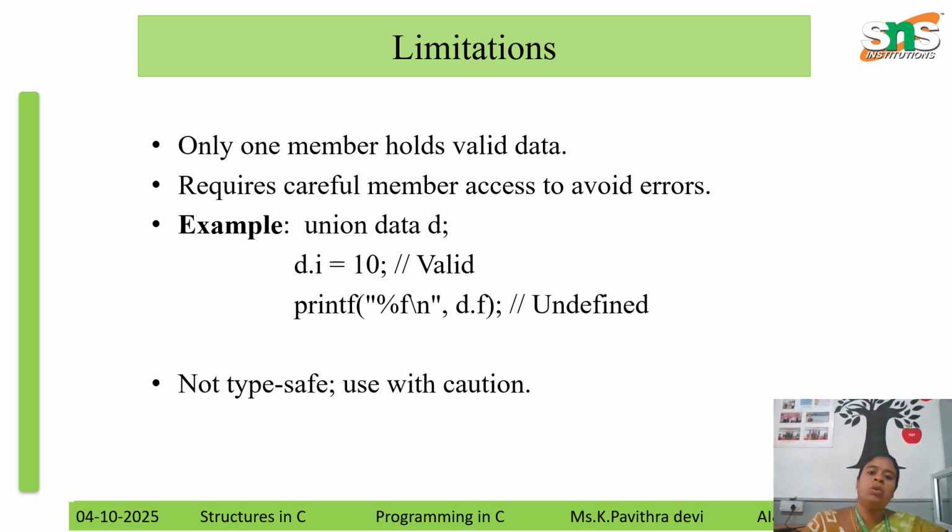Next, limitations of the union. Only one member holds valid data. For example, union data, where union is the keyword, data is the union name, and d is the variable name. Here we assign the value 10 and then print d.f, which is undefined. So there is no type safety. Variables require careful member access to avoid errors.